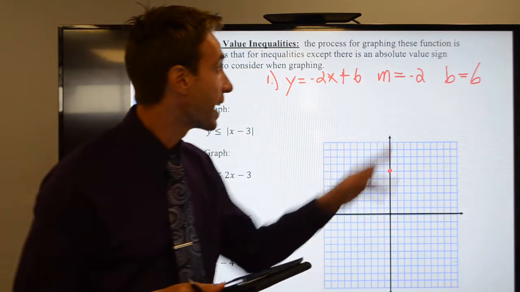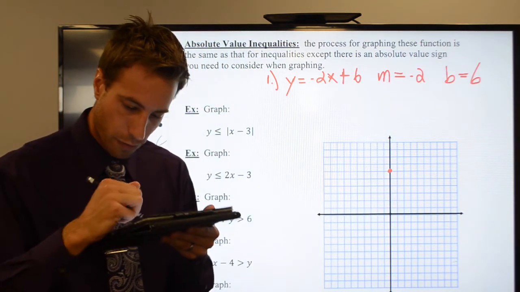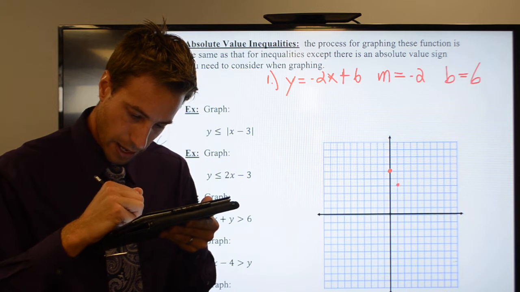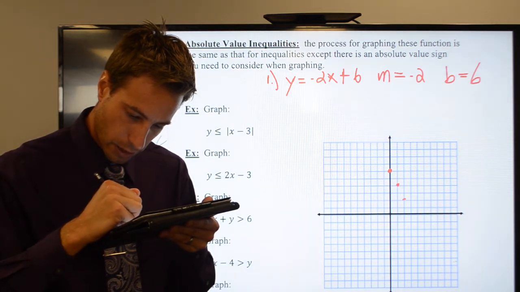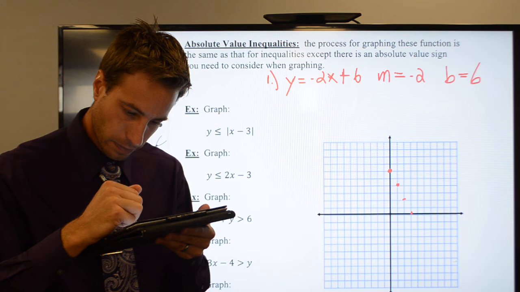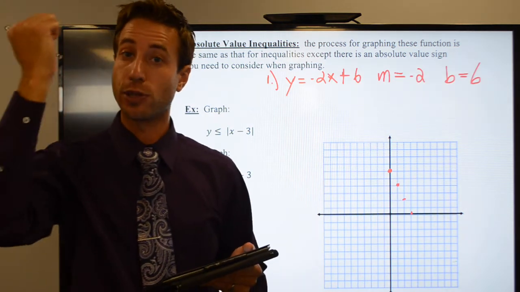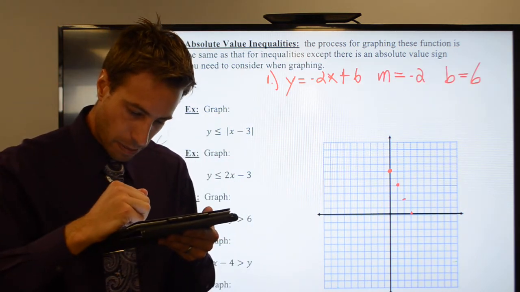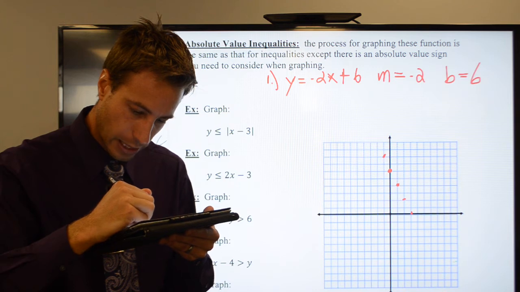I have a slope of -2. That's going to be down 2 and over 1. Down 2 over 1. I could also go up 2 and back 1. In fact, it works so well, let's do it again.